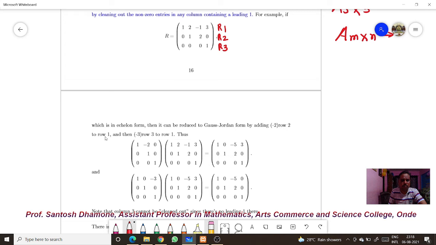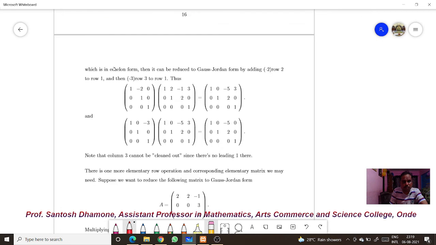By adding minus 2 row 2 to row 1, then this is minus 2. Okay, what you do, E is equal to matrix 1 0 0 0 1 0 0 0 1. Okay, we multiply this row by -2 and add to the first row, we get matrix 1 -2 0 0 1 0 0 0 1.